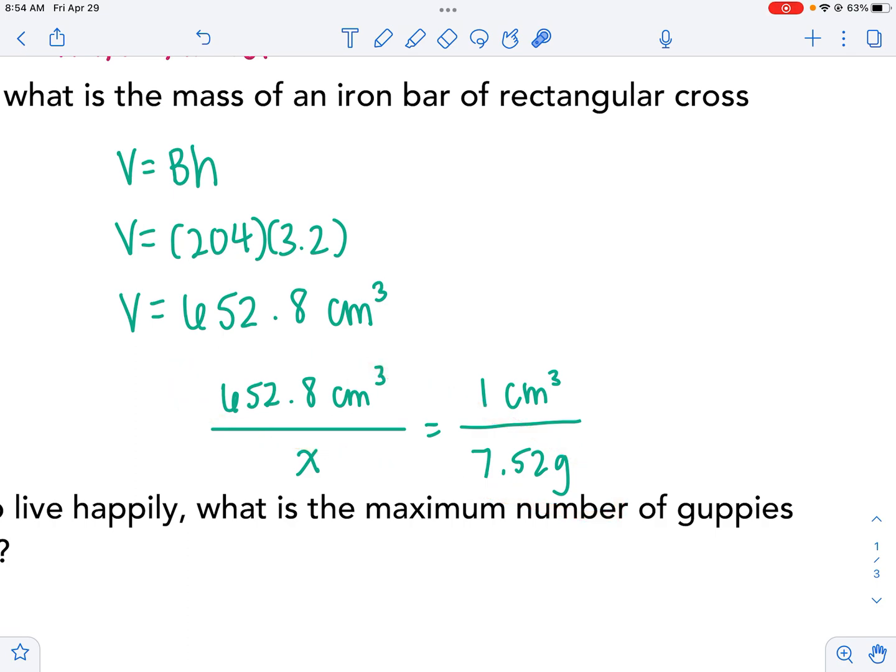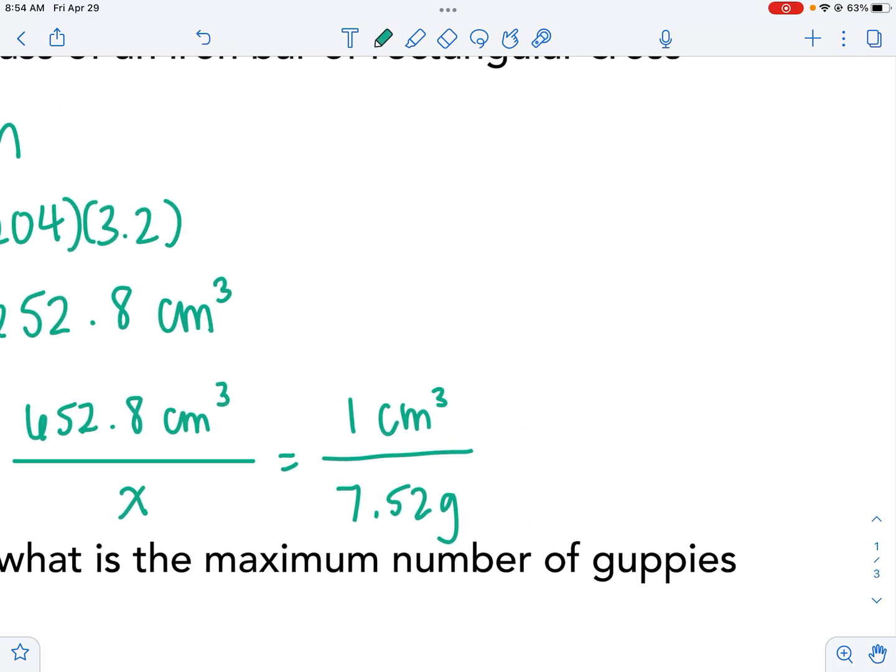If you're ever having trouble, just think whenever we're comparing, we could set up a proportion, and that's going to be a clue whether we multiply or divide our numbers. In this case, we multiply. So 652.8 times 7.52 tells us that the mass of this particular rod of iron is 4,909.056 grams. That's it.